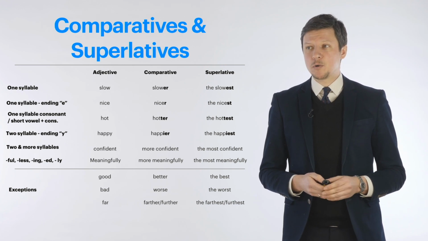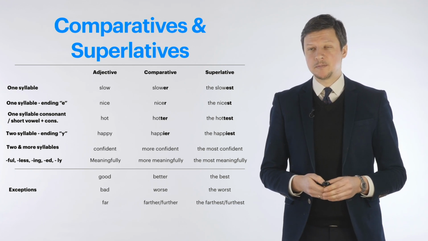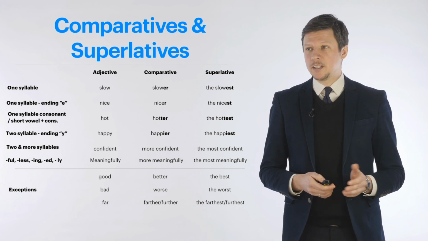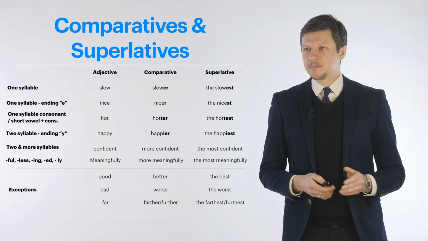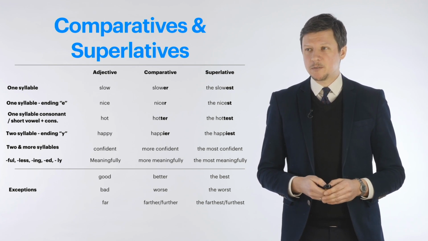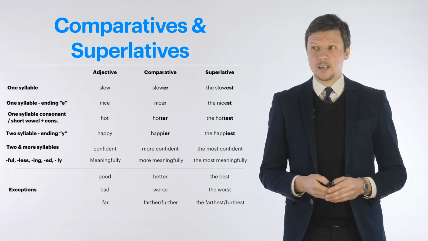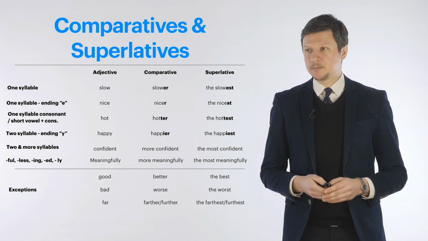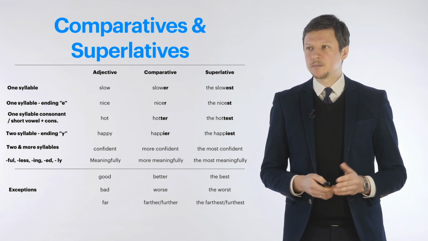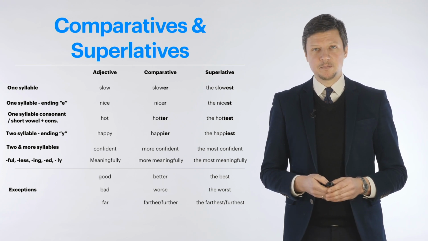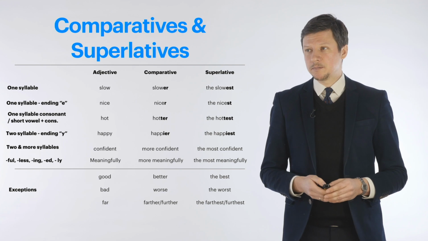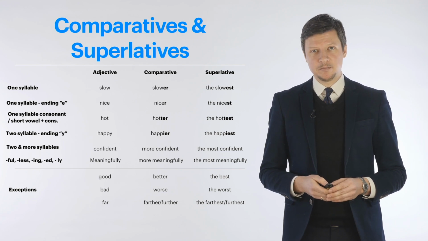Then if we have two or more syllable adjectives, we add more and the most. This chair is comfortable, more comfortable, the most comfortable. And if the word ends with full, less, ing, ed, or ly, we also use more or the most. Meaningfully, more meaningfully, the most meaningfully.